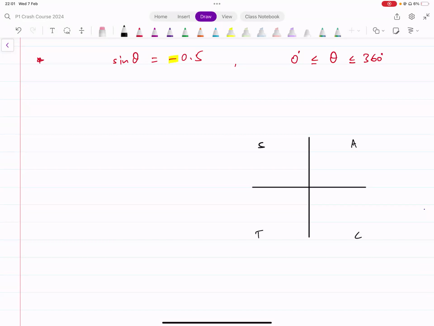In the second quadrant, sine is positive. Here, sine is supposed to be negative. So where can we be? We can only be in the third quadrant or in the fourth quadrant. These are the only possible quadrants that we have. So we can only be in one of these quadrants.